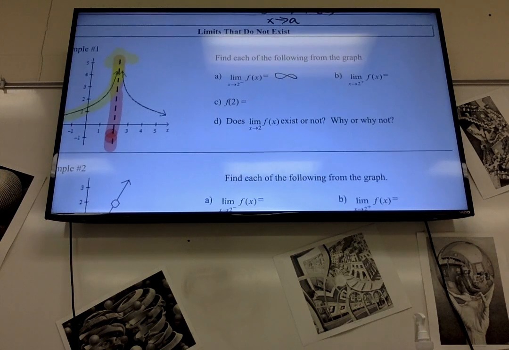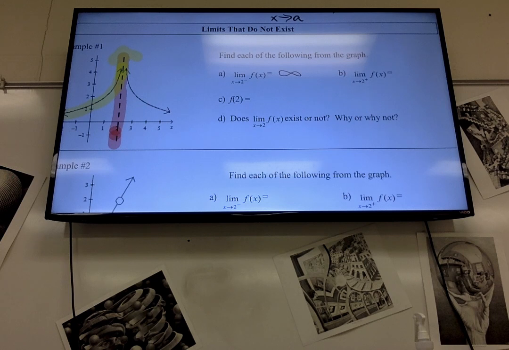The next one. What about the limit as x approaches 2 from the right? It's also infinity. Does everybody see that? Because it's going up. Now, what if I just asked you, what is f of 2? Does not exist, undefined. There is no f of 2. All right. So the question is, does the limit as x approaches 2 exist or not? Why or why not?